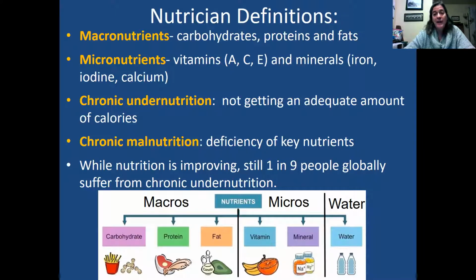And there are two other definitions when you're looking at lack of nutrition. One is chronic undernutrition, where you're not actually getting enough calories. And the other one is chronic malnutrition, where you have a deficiency in key nutrients, like some vitamins or minerals. While globally nutrition is improving, still about 1 in 9 people suffer from chronic undernutrition.